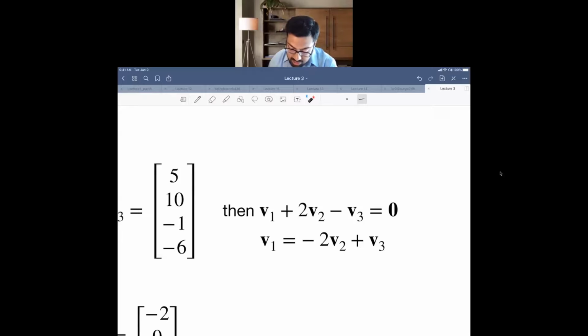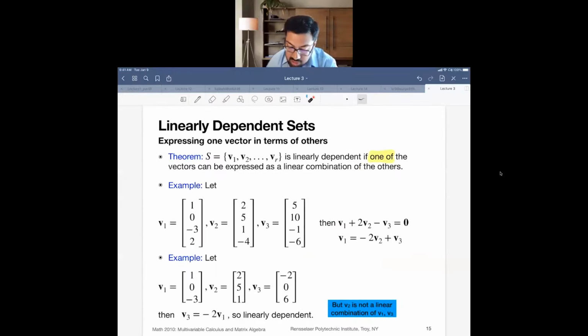So if you rearrange this, what do you get? You get v1 equals -2v2 plus v3. You are able to express v1 as a linear combination of the other two vectors. And because you are able to do this, you call this a linearly dependent set of vectors.